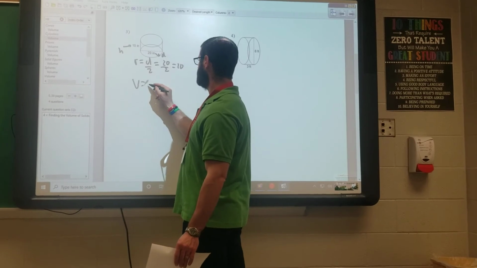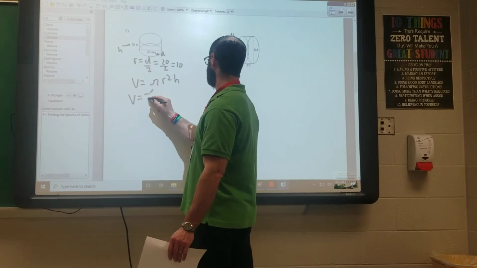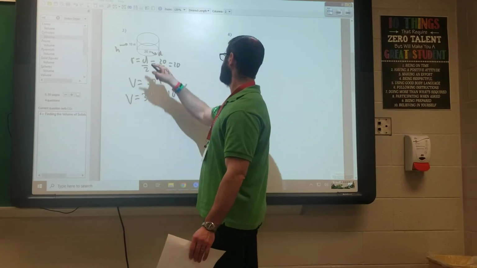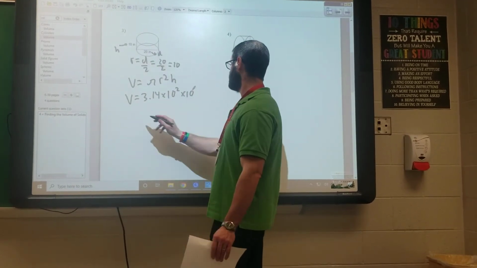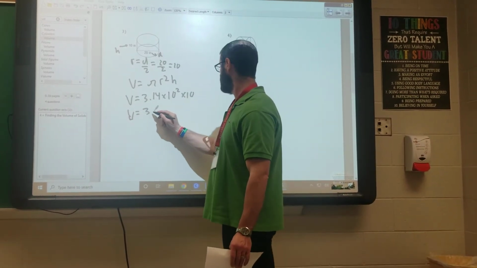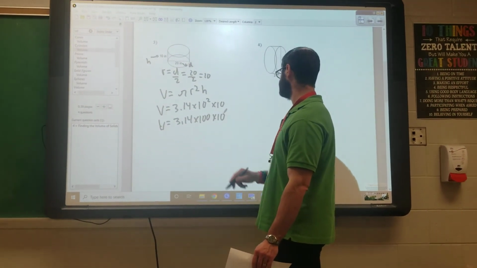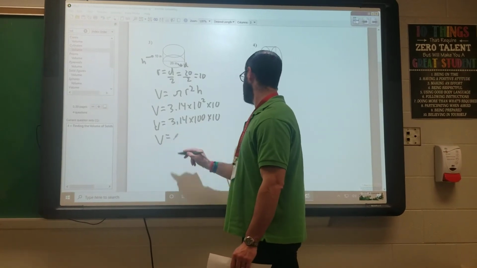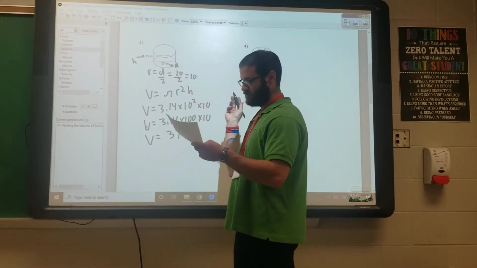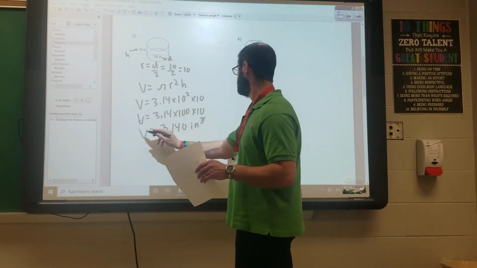We go back to the formula: volume equals pi r squared times height. So volume is going to be 3.14 times 10 squared, times 10, which is the height. Do the exponent first, so do 10 squared. So you'd have 3.14 times 100 times 10. And we would end up with exactly 3,140. There's no decimal after it, and it would be inches cubed.